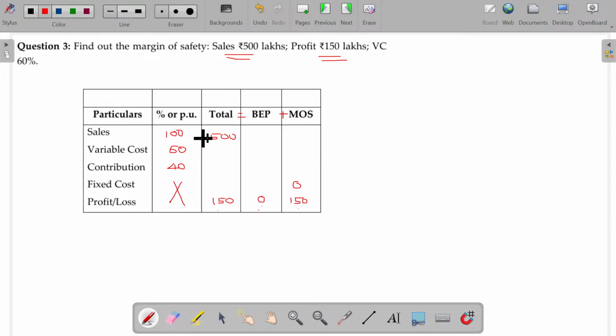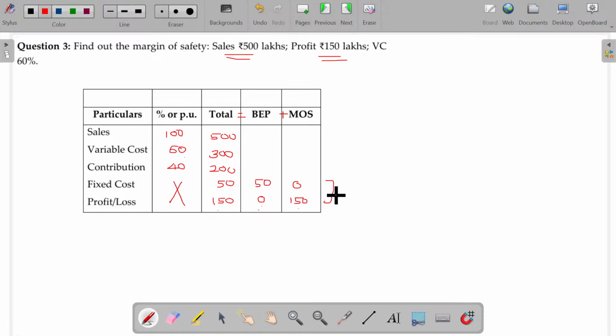Right. Out of sales, 60% is variable cost. Here the sales is 500, then 60% of this is 300. From the 500, 300 is subtracted, you will get the contribution 200. As you know, the contribution is 200, profit is 150, the balancing figure is the fixed cost. The fixed cost is 50 rupees. The fixed cost you get in total will be absorbed in BEP itself, so you put that value here.